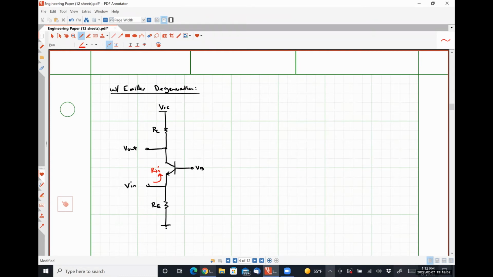Looking up, we see RE looking down. So Rn is just those two in parallel because they're both connected between that node and AC ground. Does that make sense? Rn is Rn prime in parallel with RE, which is just 1 over GM in parallel with RE. What about Rf?